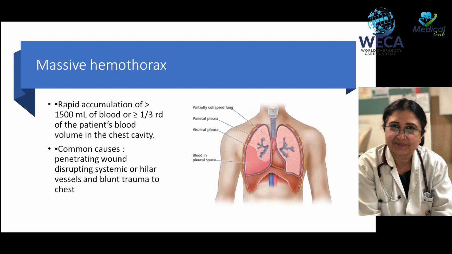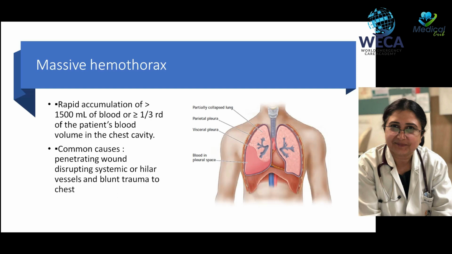Massive hemothorax. Hemothorax is basically a collection of blood in the pleural cavity. Our pleural cavity can accommodate 2,500 to 3,000 ml. Patients with hemothorax will complain of chest pain, shortness of breath, diminished breath sounds, dullness to percussion, and the signs of shock like pallor, confusion, tachycardia, hypotension.